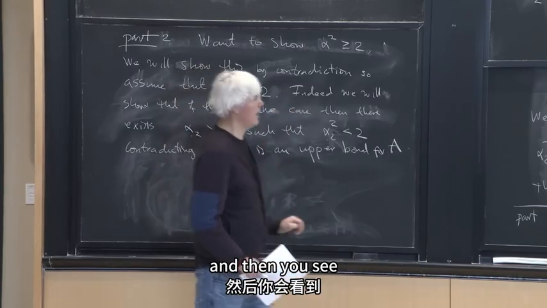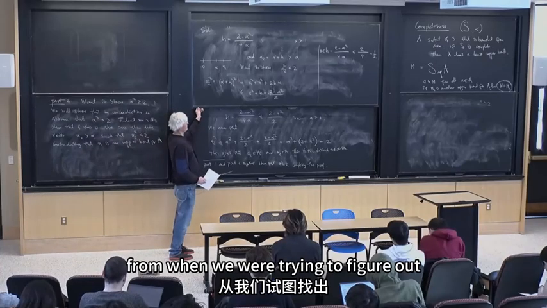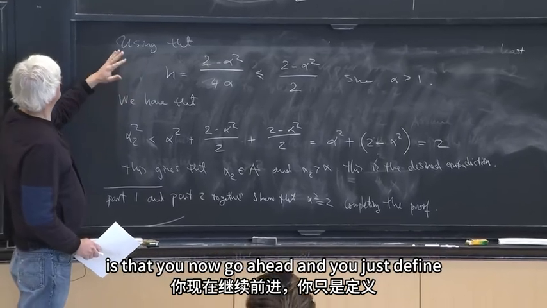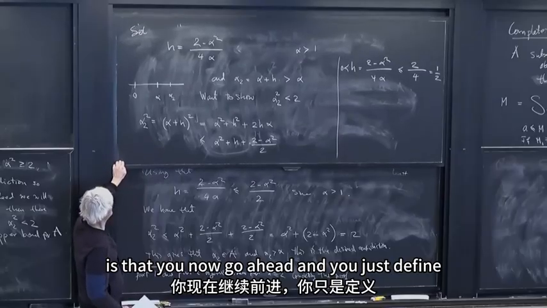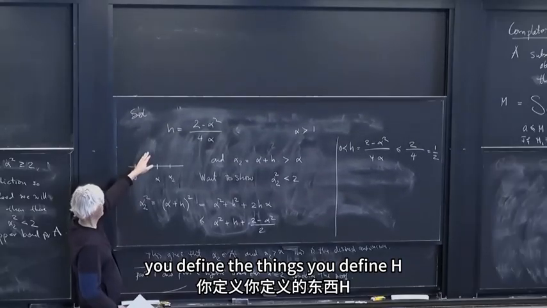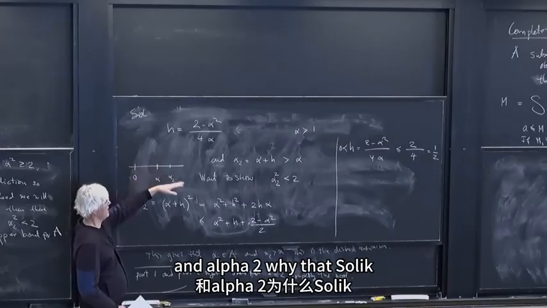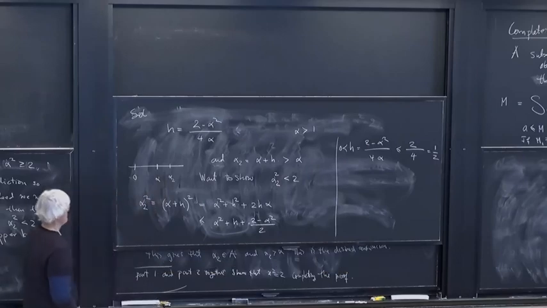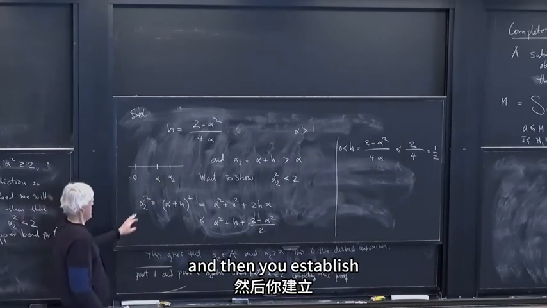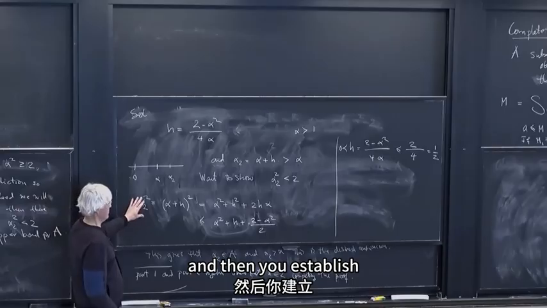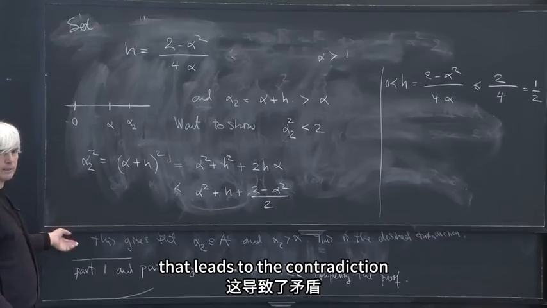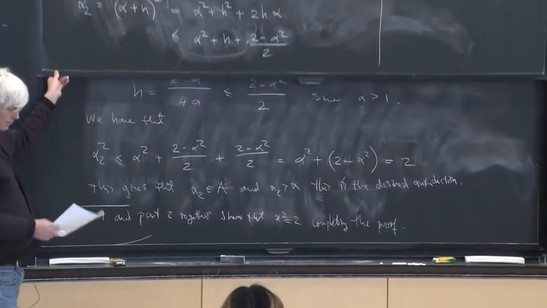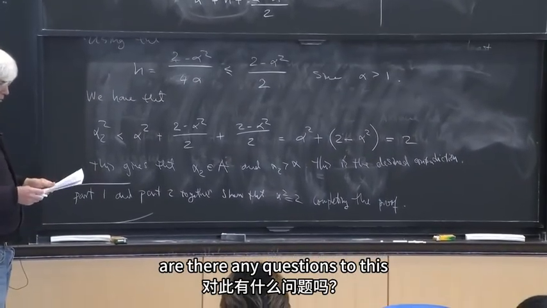And then you see the big difference from when we were trying to figure out how to prove it is that you now go ahead and just define the things. You define H and alpha 2, which sort of seems to come out of nowhere. And then you establish the property that you want to prove that leads to the contradiction. Okay, that's sort of the structure. Are there any questions about this?